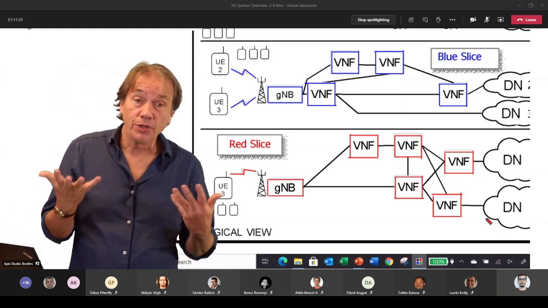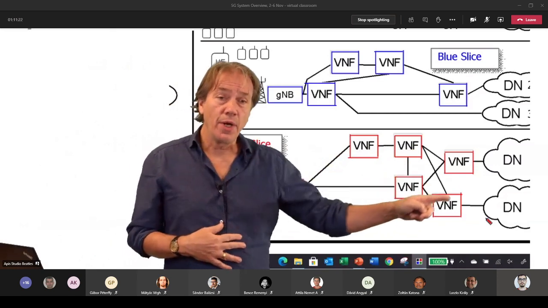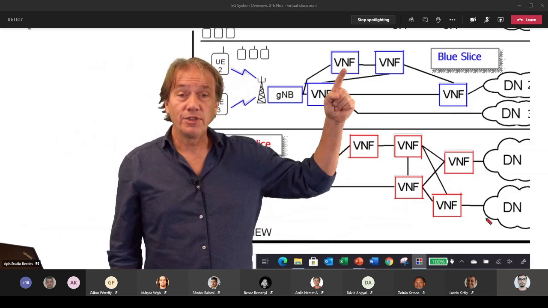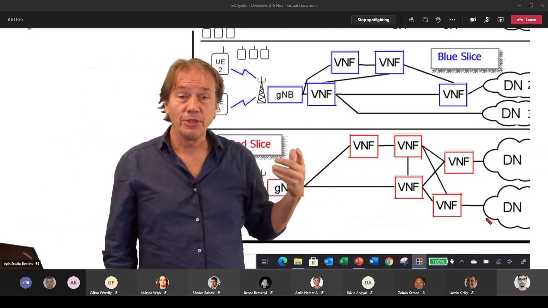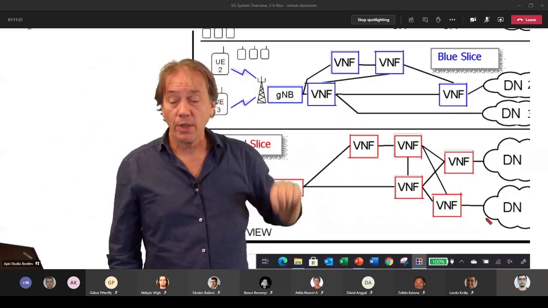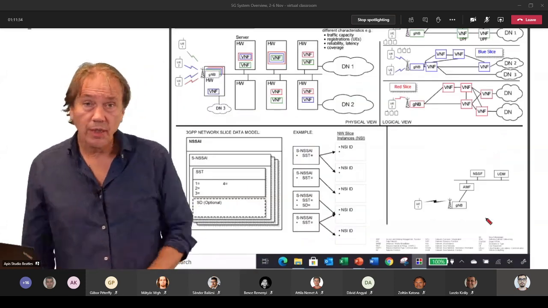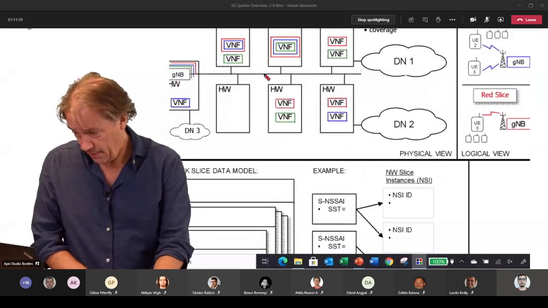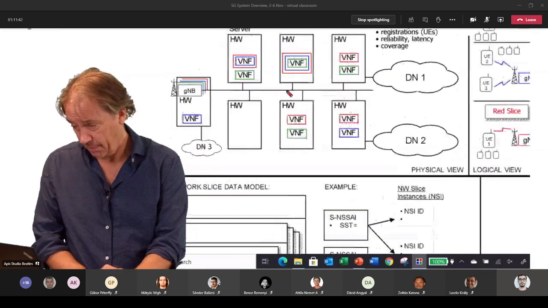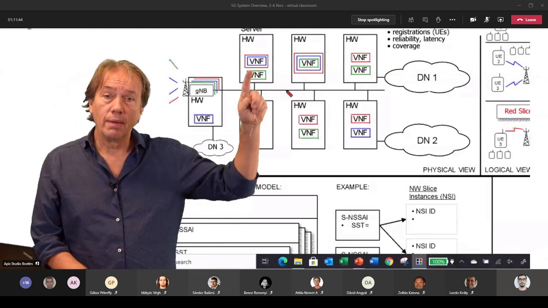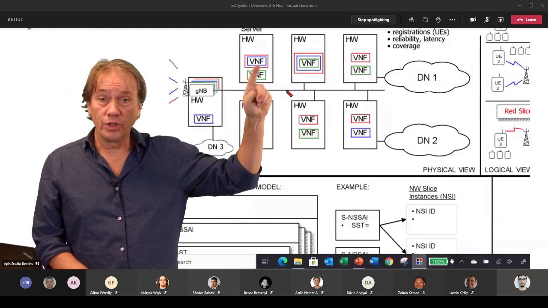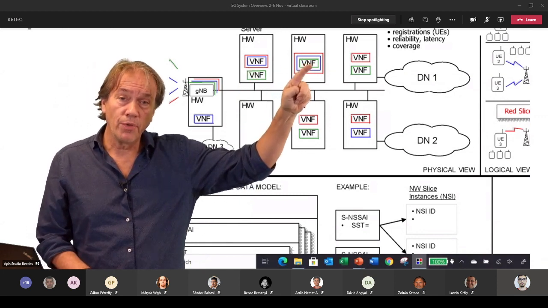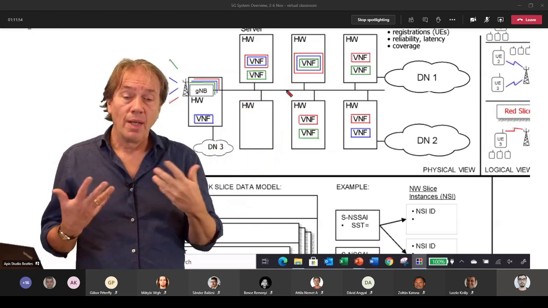And yeah, also for these red VNFs, some of them are the same as the blue one here, and maybe some of them are the same as both the blue one and the green one. Once again, there is a VNF which is shared by the blue and red slice. There is a VNF which is shared by both the blue and the green and the red slice.